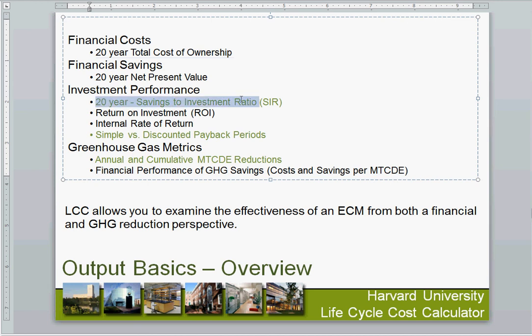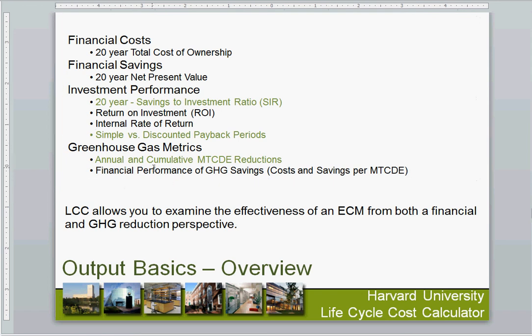When we're talking about things we don't necessarily have to do, we really want to focus on the savings to investment ratio. So how much savings am I getting per dollar spent in investment? And the higher that number is, the better off we all are. The notion of simple versus discounted payback periods, we'll discuss that in a second. And we also have a suite of greenhouse gas metrics, specifically looking at the greenhouse gas emissions and the financial performance of potential greenhouse gas savings.